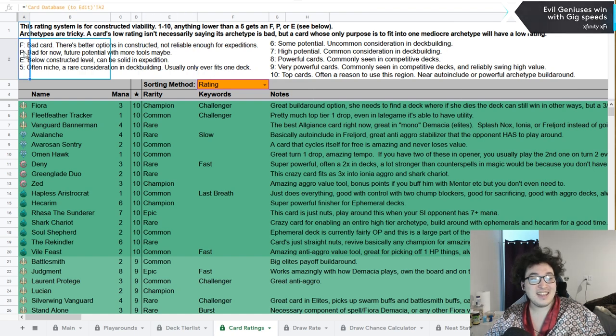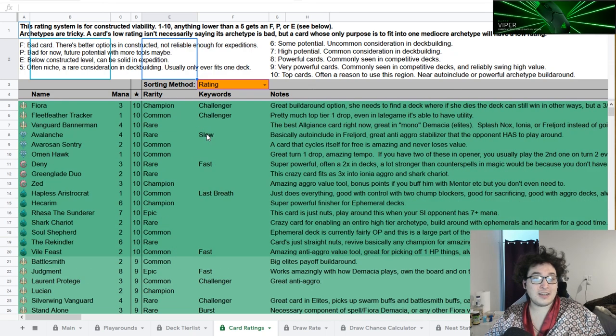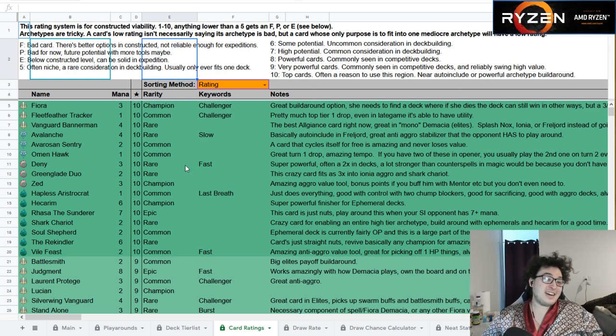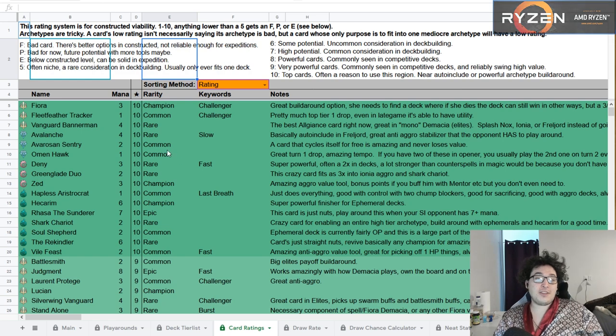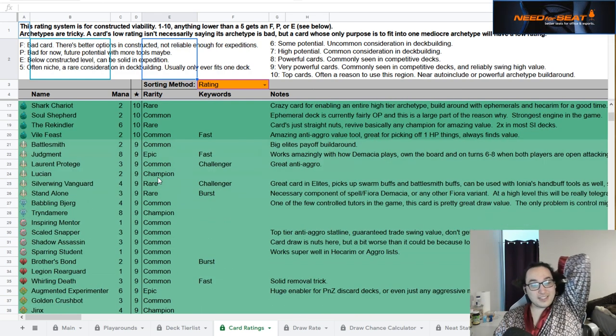And P doesn't work in either constructed or expedition for now, but it's a high potential card with future expansions. And F is just kind of a bad card, right? So obviously archetypes are a little tricky. A low rating isn't necessarily saying an archetype is bad, but if the card only fits into one archetype and that archetype is kind of mediocre, it might get a 5 or 6 from me.